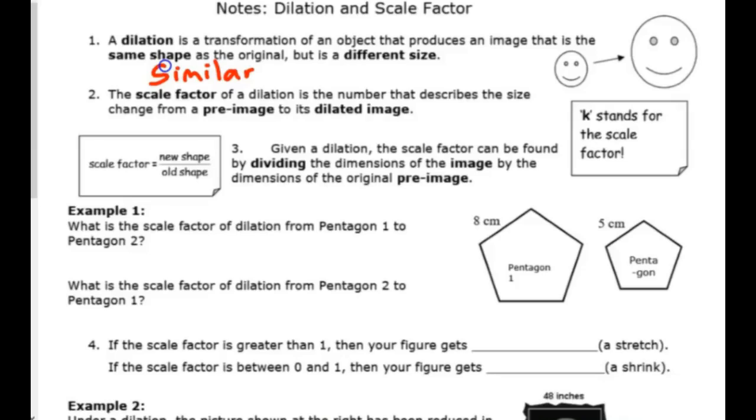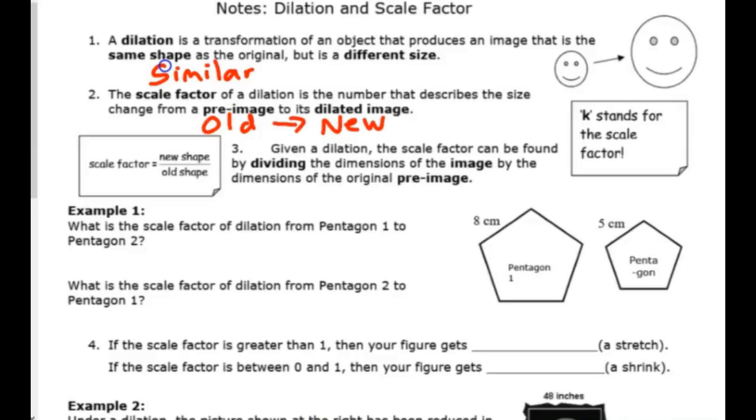But we're going to be able to transform figures using what it says on number 2. It says the scale factor of a dilation is the number that describes the size change from a pre-image to its dilated image. So the pre-image is the old original, and it goes to a new dilated image. We're going to need to know these words, old and new, because I've got a fancy way of remembering this. It's going to be good.